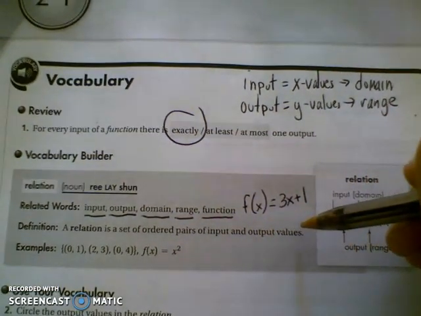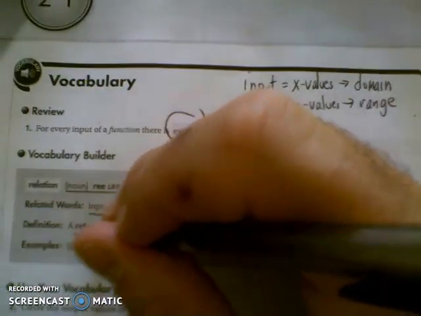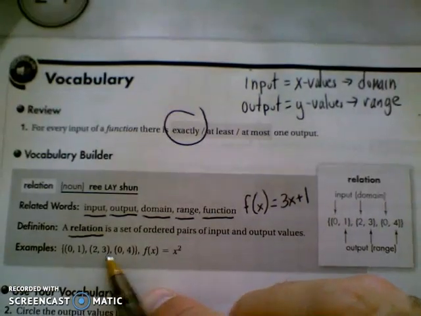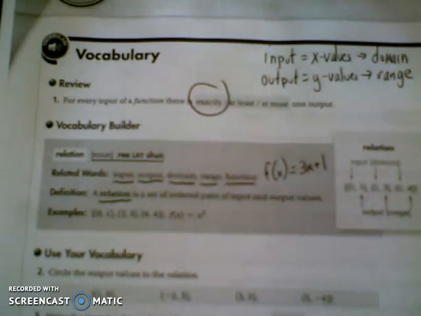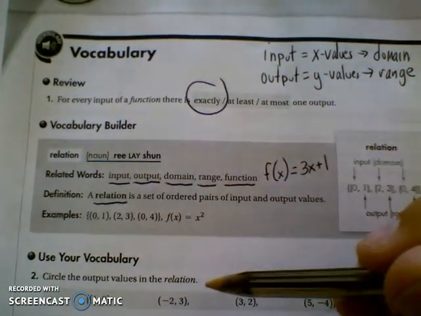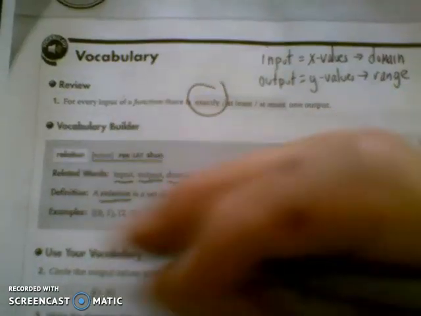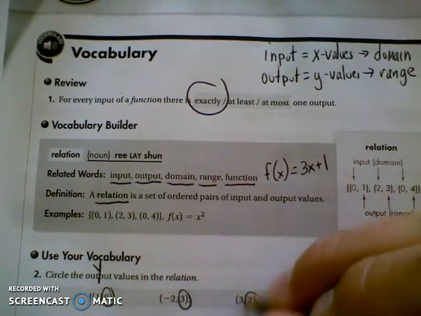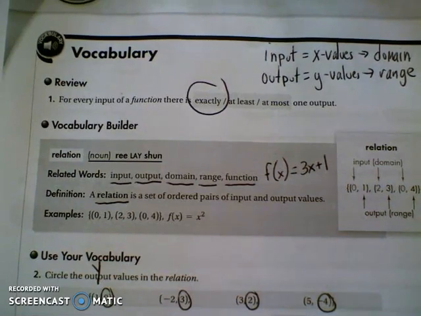A relation is a set of ordered pairs of input and output values. That is a relation right there. That's that vocab word. And here are ordered pairs, x, y, x, y, x, y. Use your vocabulary. Circle the output value in the relation. So the output is going to be the y. All right? So we have 0, 3, 2, negative 4.